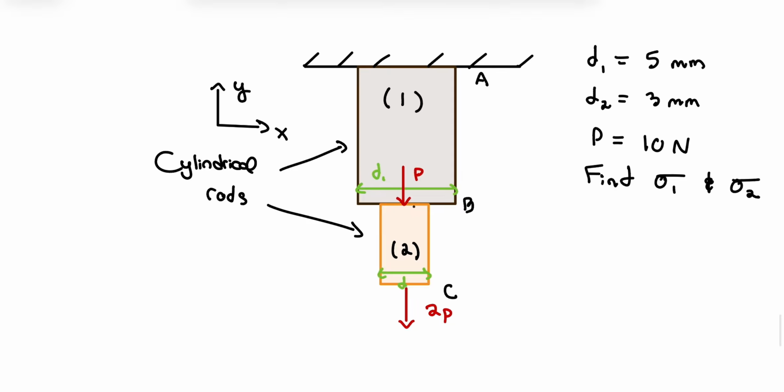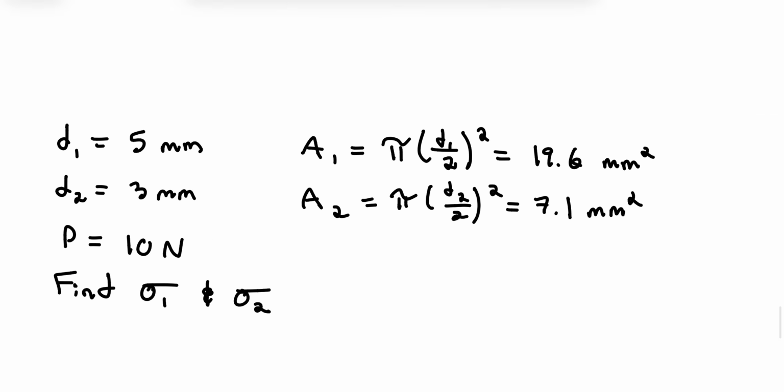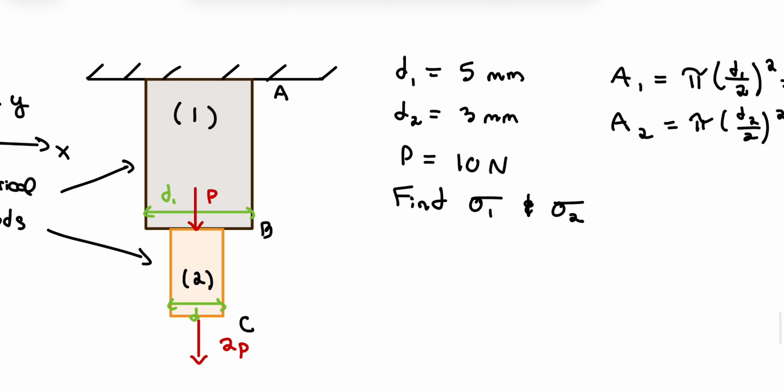So right from this we can find the cross-sectional areas of these rods using the simple circular area formula. However, we divide the diameter by 2. So we get that the area of rod 1 is 19.6 square millimeters and the area of rod 2 is going to be 7.1 square millimeters. Now, that's just one part.